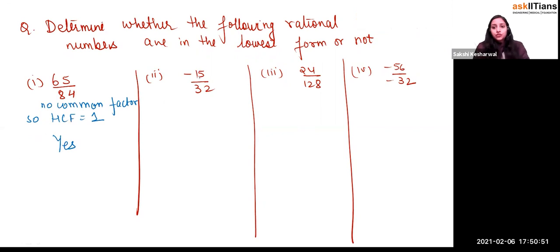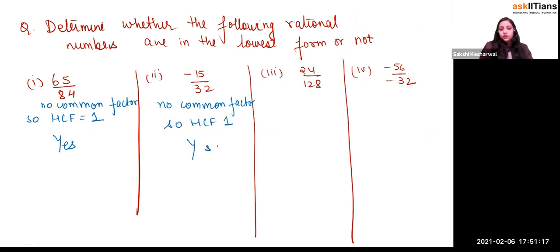Now just see, this is 15 and 32. Just know the tables. 15 is divisible by 3 and 5 and 15. And 32 is divisible by even numbers, and 15 is divisible by odd numbers, right? So again no common factor. So your HCF is 1. So yes, this is already in the lowest form.